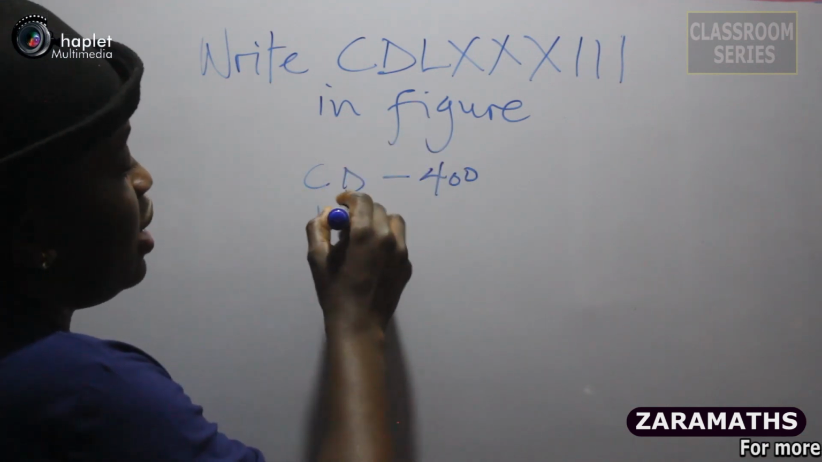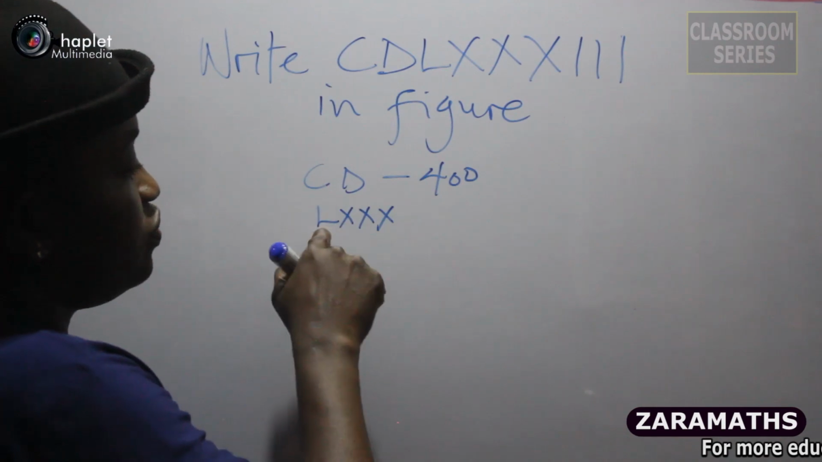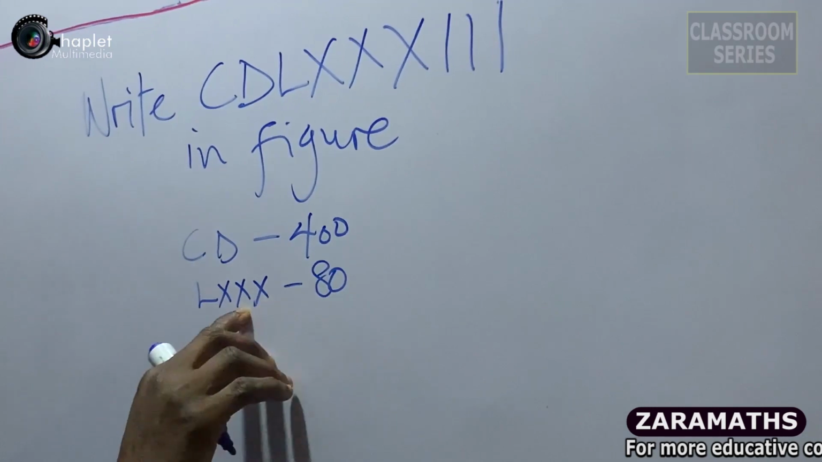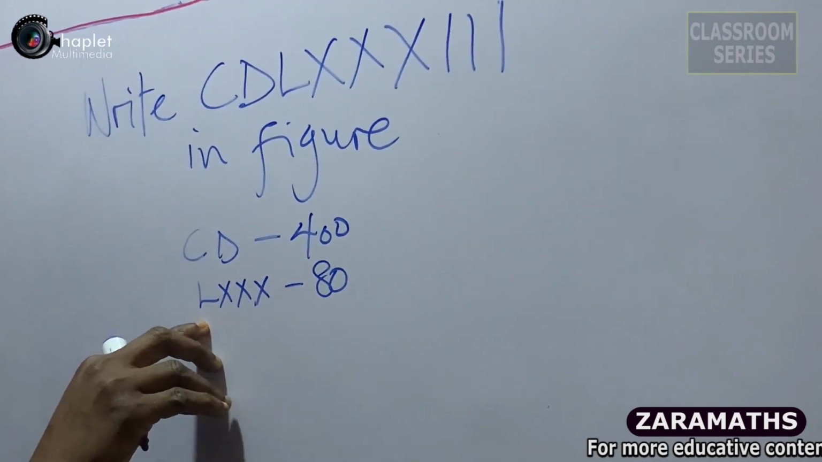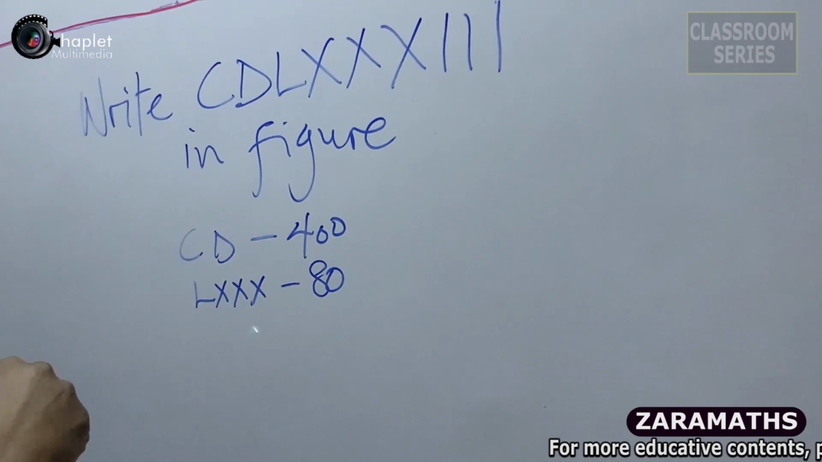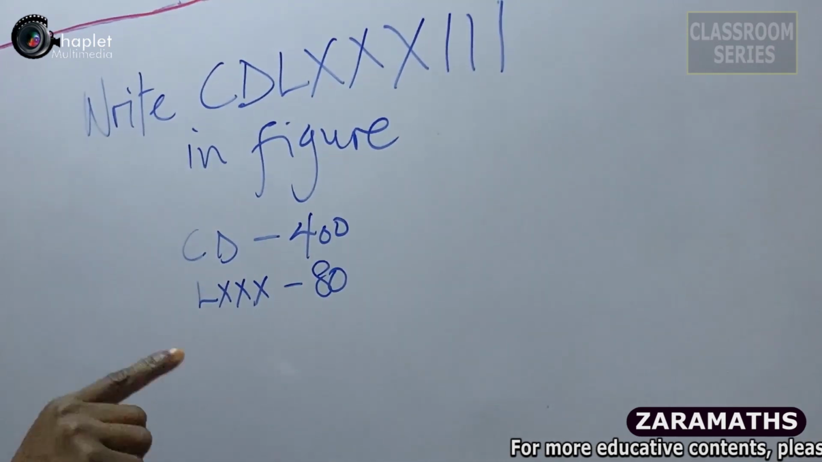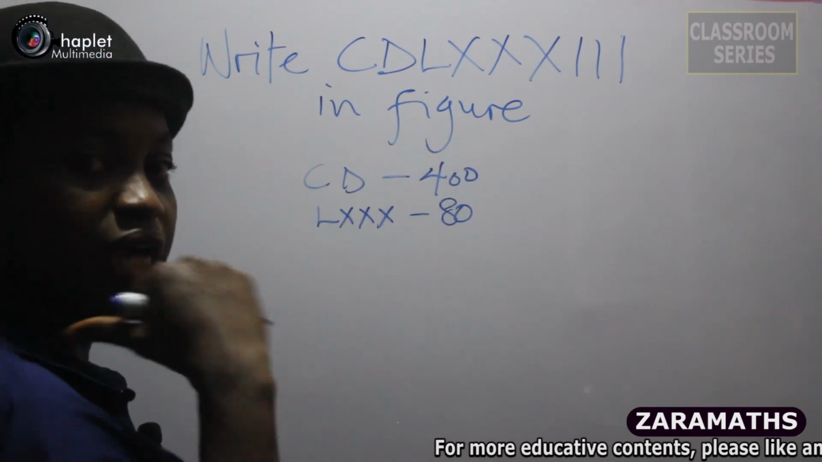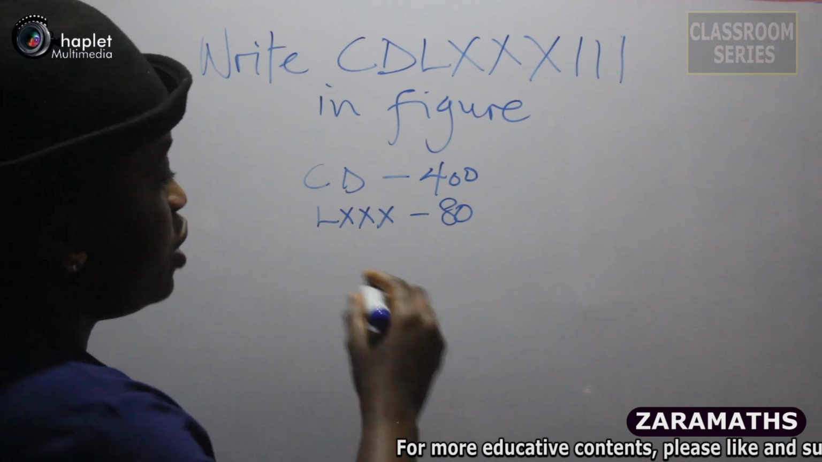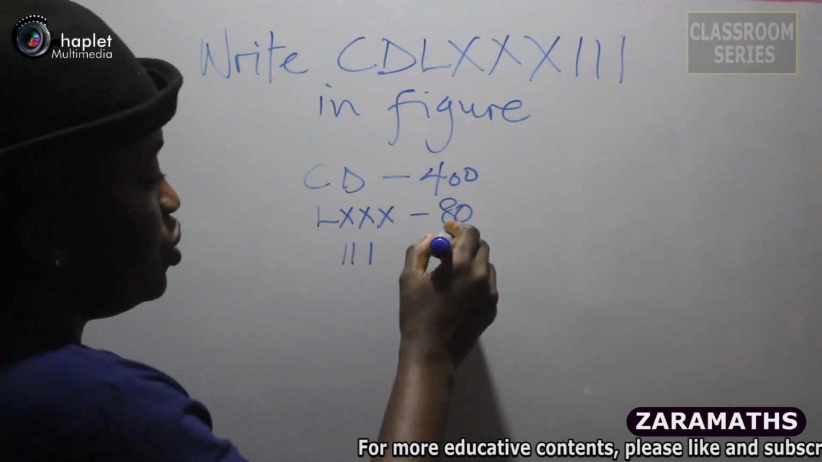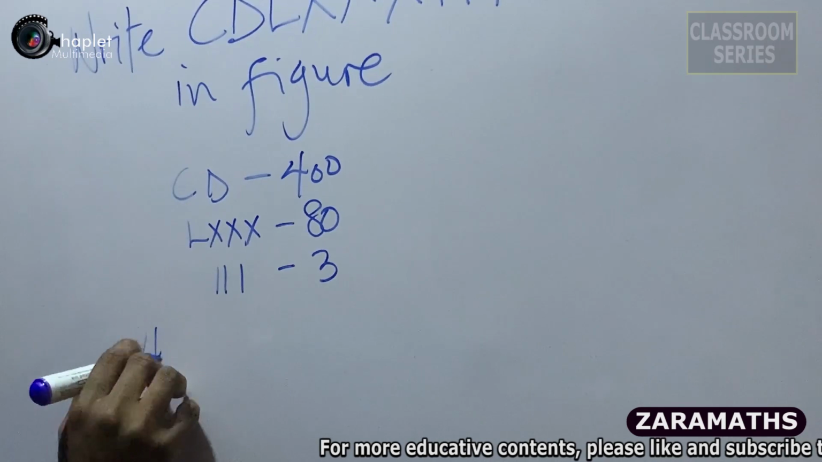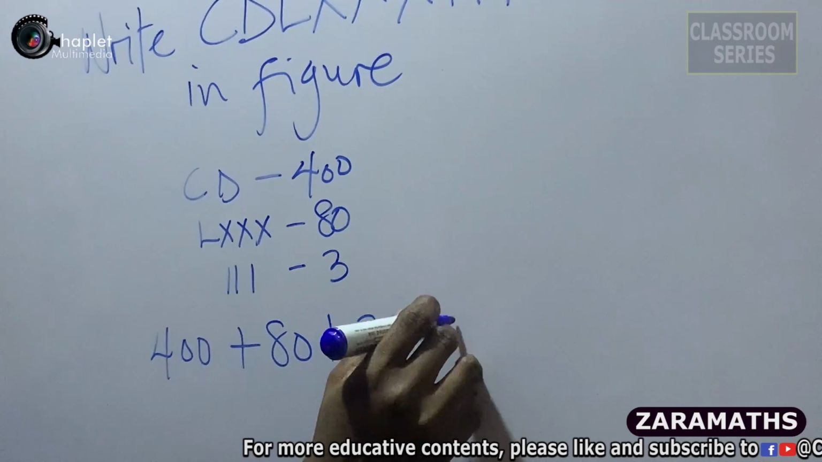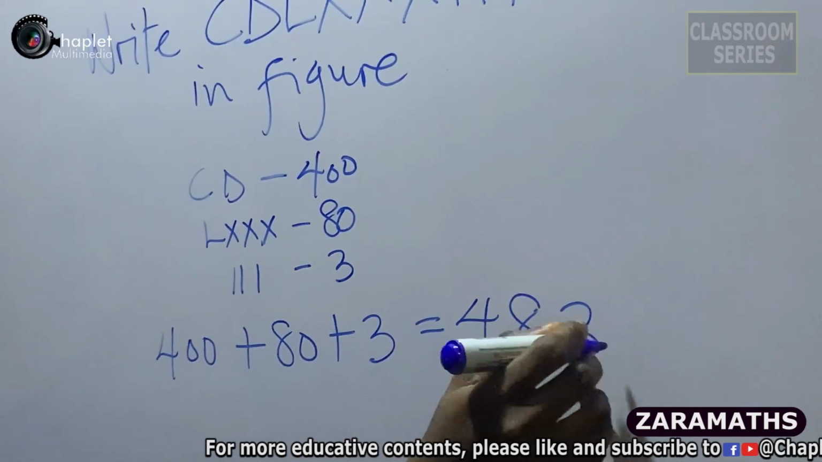The next one is LXXX. This is 50, 60, 70, 80. We are adding this because it is after a larger number. The next one is III, which is 3. This becomes 400 plus 80 plus 3 to give us 483.